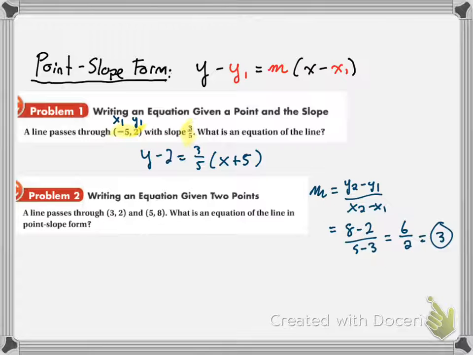Now from here, you have two coordinates to pick from. You could pick either 3, 2 or 5, 8. It doesn't matter. I'm just going to go with 5, 8 here. Again, this will be my x1 and y1. Plug it in and I'll be done. So I'll do y minus 8 equals 3 times x minus 5.